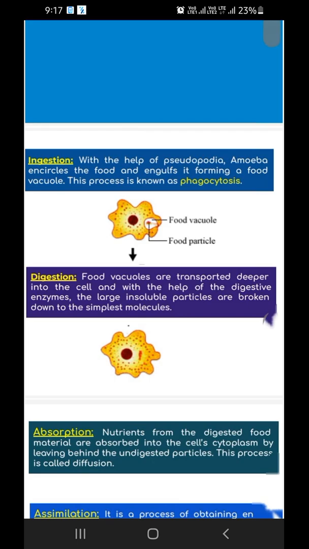Amoeba has some fake fingers, you can call them pseudopodia. With the help of pseudopodia, amoeba encircles the food and engulfs it, forming a food vacuole. This process is known as phagocytosis. Okay, this question can come, so please take a screenshot of it.